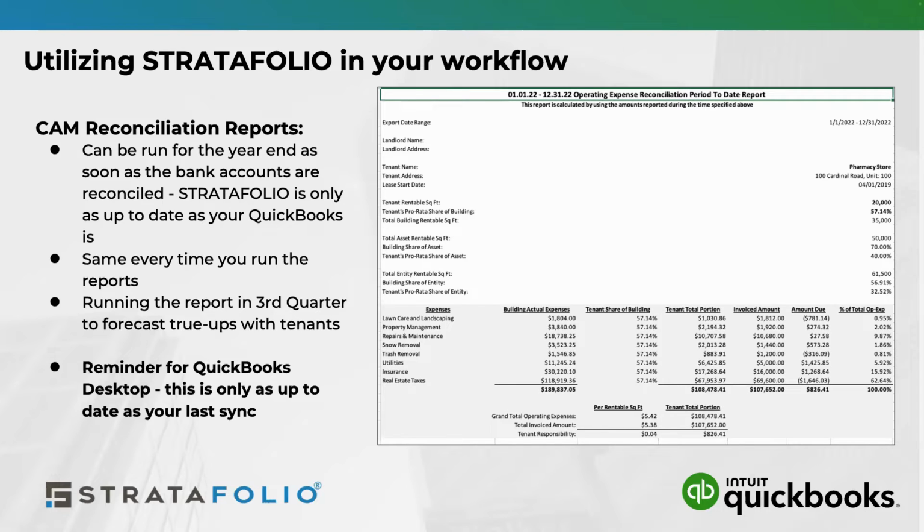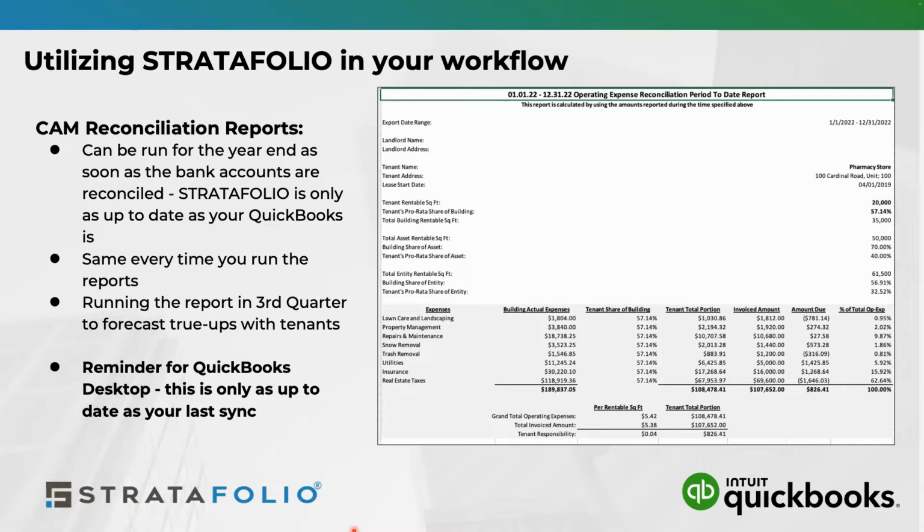Since it does only take one click to do the CAM reconciliation, run it in your third quarter. You can forecast what your end of the year will look like. Sometimes realizing that you're going to owe your tenant a large amount is good. You can do a landscaping project or repave the parking lot. You can also project to see if a modification of next year's CAM that you are charging your tenant needs to be made.